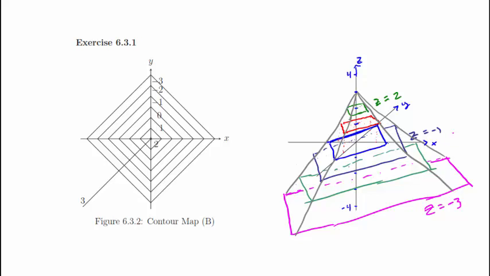So when z is 0, we have the square from (3, 0) to (0, 3) to (-3, 0) to (0, -3) and back to (3, 0). So I draw in those points on my x and y axes, connect the lines, and that gets me a shape to start with. I then see that when z is 1, we get this red that is actually a square, but when it's tilted at this angle, it looks more like a parallelogram.